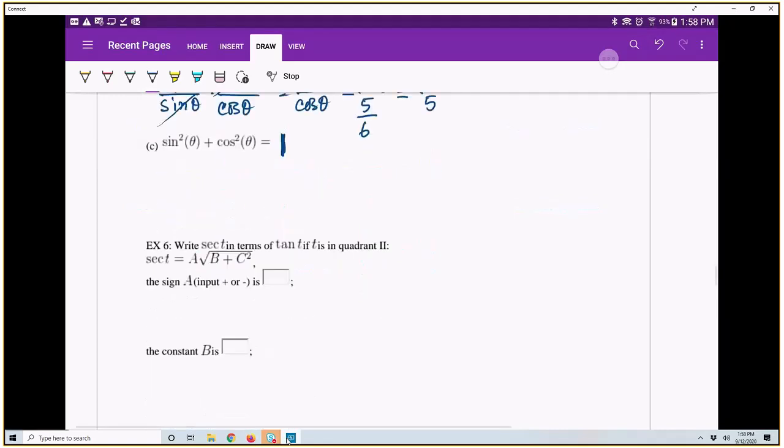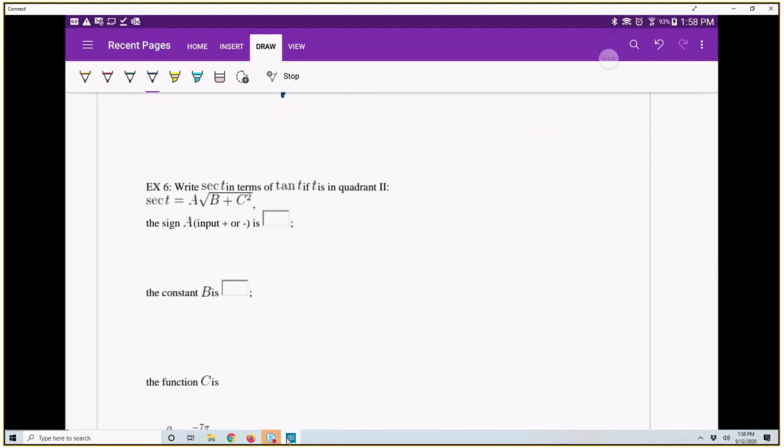So we'll do a problem similar to problem 4, and this time you are writing secant t in terms of tangent t, and t is in quadrant 2. So first and foremost, remind yourself that both tangent and secant in quadrant 2 are negative. That's where we start our problem.